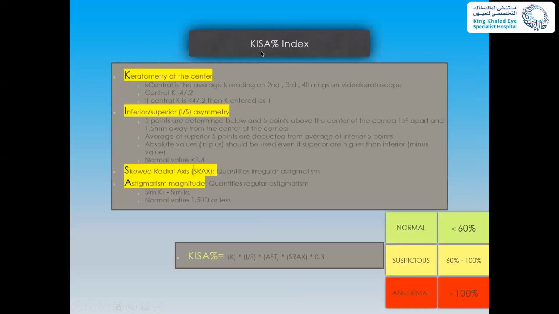And then you use a KISA index, which is there in the Pentacam as well, and it gives you a percentage based on keratometry at the center, inferior superior asymmetry, the skewed radial axis, and the magnitude of the astigmatism. Less than 60% is normal, between 60 to 100% is suspicious, and anything more than 100 is abnormal.